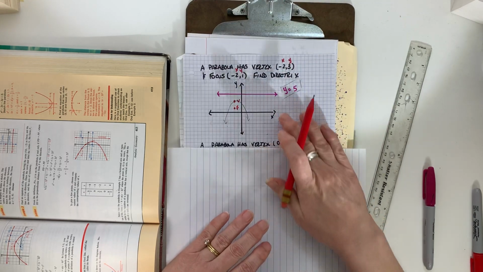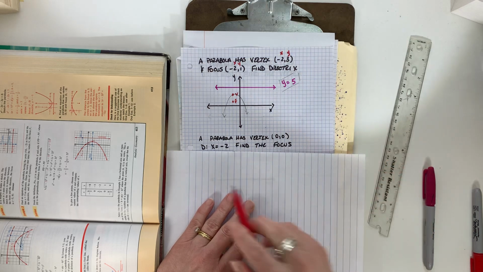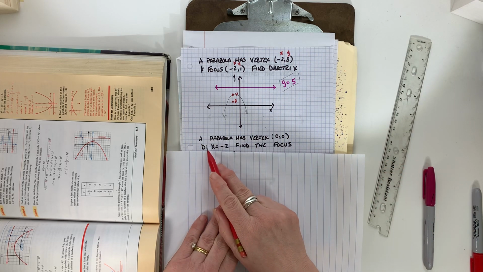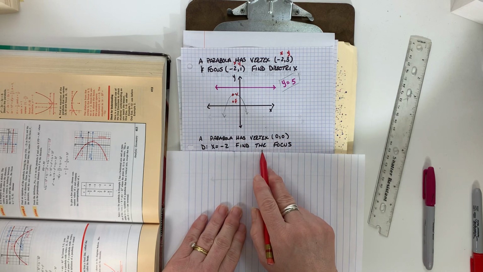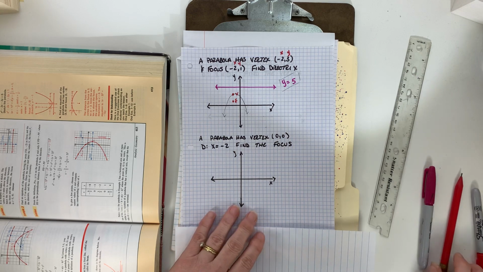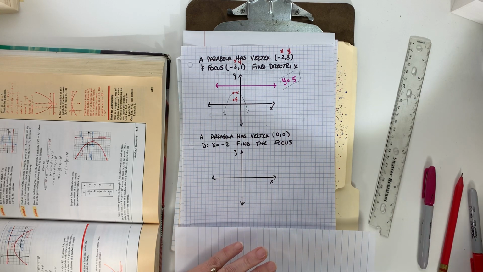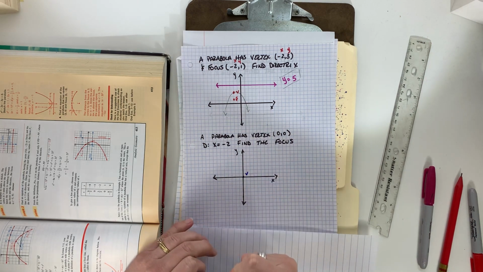All right, let's take a look at the next one. A parabola has a vertex 0, 0. And this is the way they write the directrix such that x is equal to -2, and they want us to find the focus, okay? So let's take a look here. What do we know? The vertex is at 0, 0. So let's put our vertex here, right at the origin, okay?